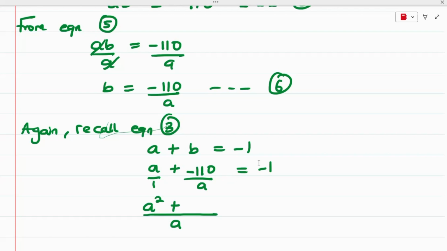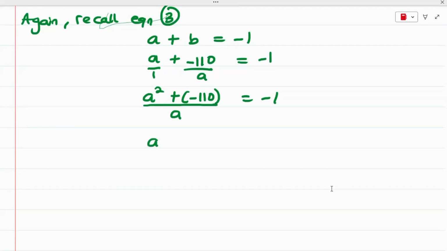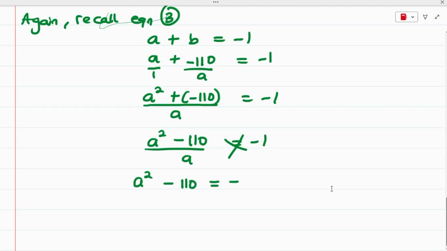1 multiplied by negative 110, we have negative 110 over a, and this is equal to negative 1. So from here we have a squared plus times minus is minus 110 divided by a, equal to minus 1. If we cross multiply, we have a squared minus 110 is equal to minus 1 times a, which gives us minus a. So rearrange and set to 0, we have a squared plus a minus 110 is equal to 0.